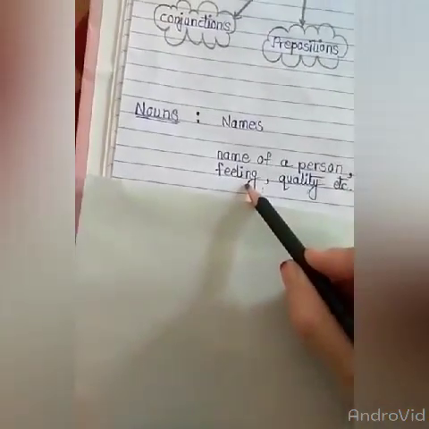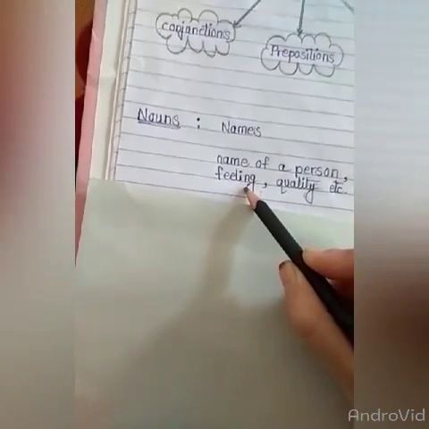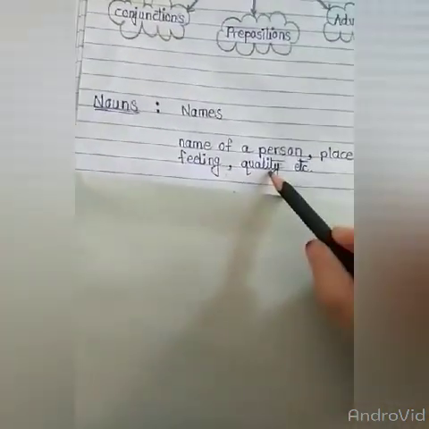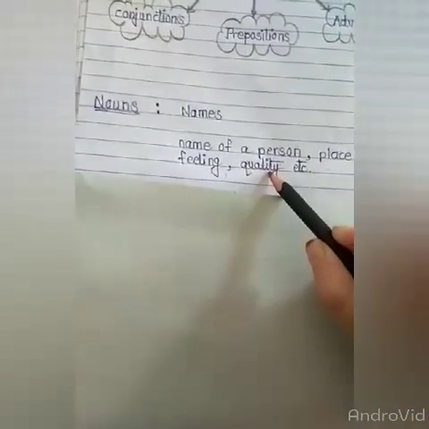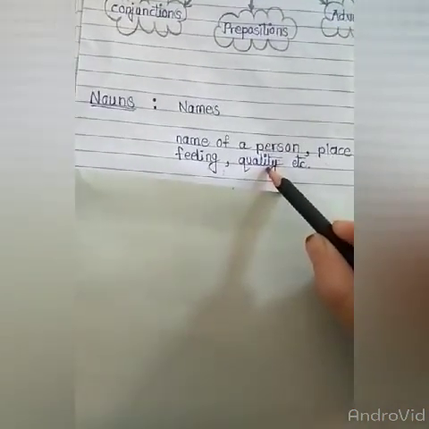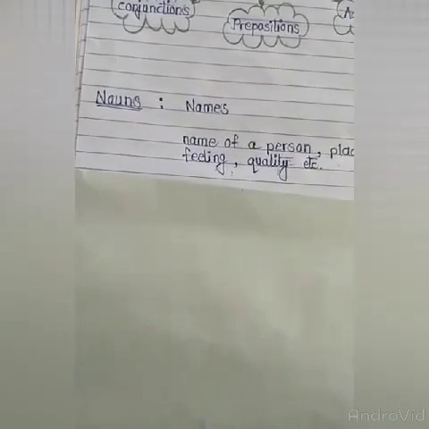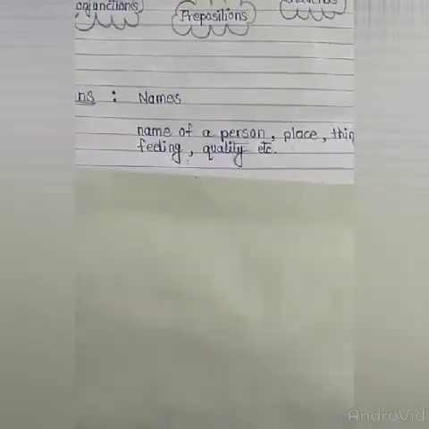If I say love or hate, it is the name of a feeling, so this is a noun as well. If I say honesty, bravery, these are qualities. So these are also known as nouns. So in short, naming words are known as nouns. This is all about noun.